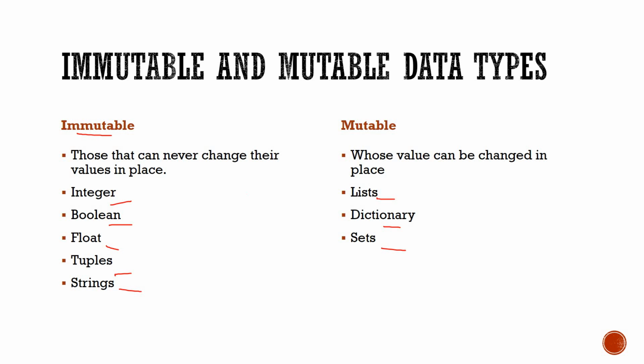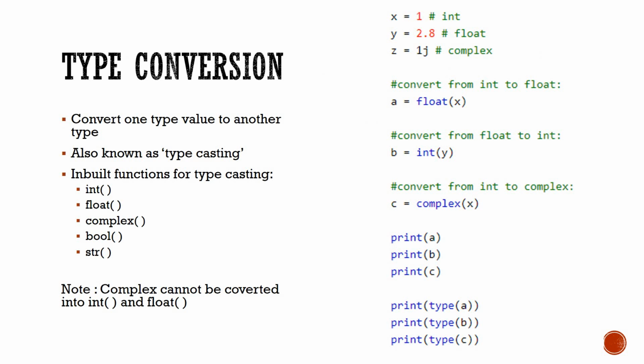Okay, now we are moving towards our next topic, which is type conversion. In type conversion, we convert one type of value to another type of value. How are we doing it? By using the 5 inbuilt functions which are here: int, float, complex, bool and string. Let's see how we are able to do type conversion. It is also known as typecasting.